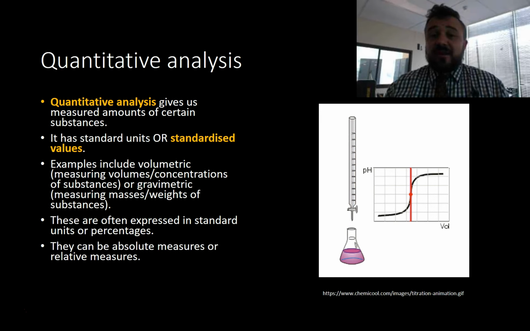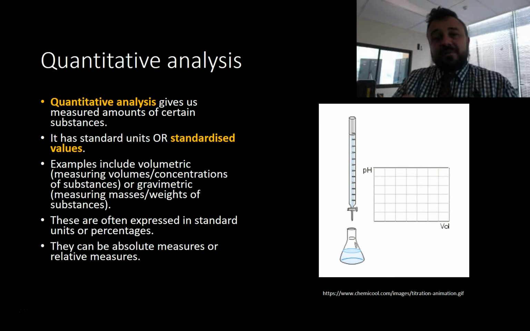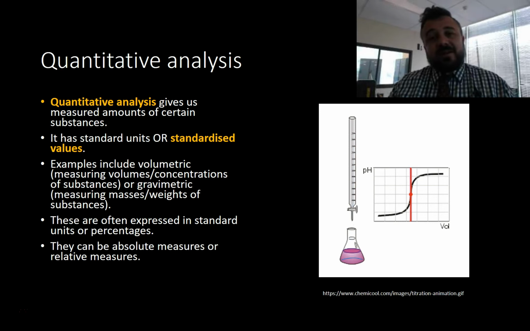We can have absolute measures or relative measures. If we measure how many grams of something there is, that's an absolute measure. It is that many grams. If we measure the percentage of something, that's a relative measure. So for sample A, a certain percentage of it might be iron, a certain percentage of it might be copper. But that's a relative measurement. You're measuring it compared to the overall sample.